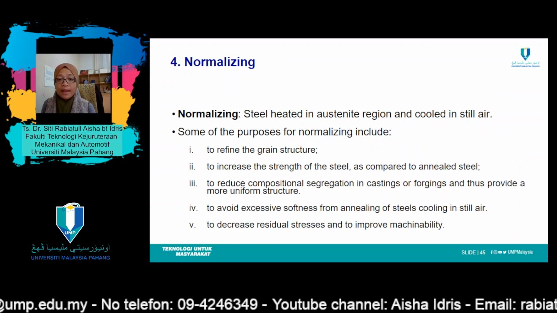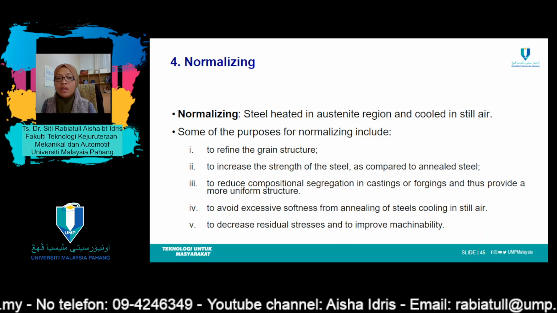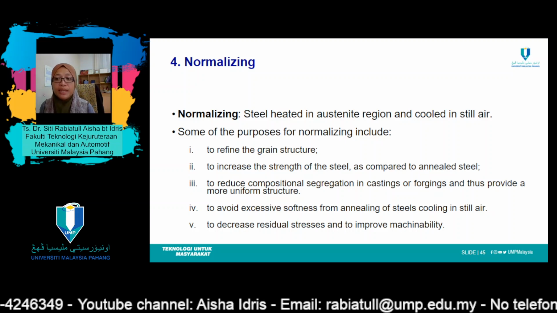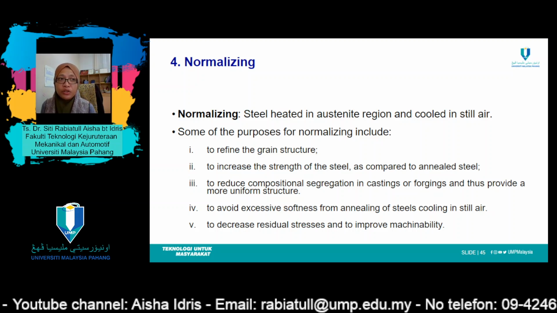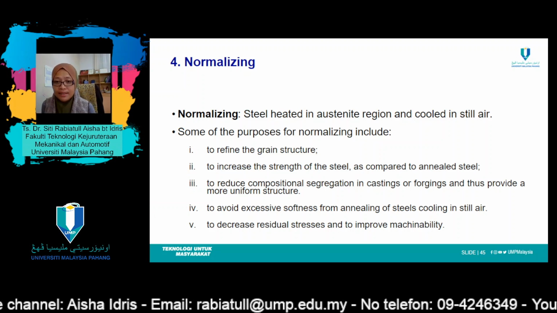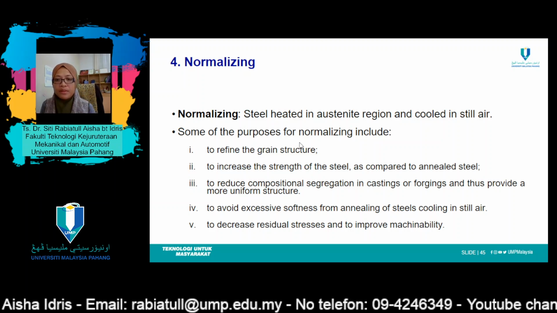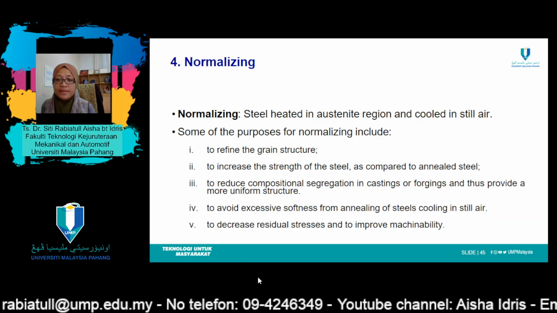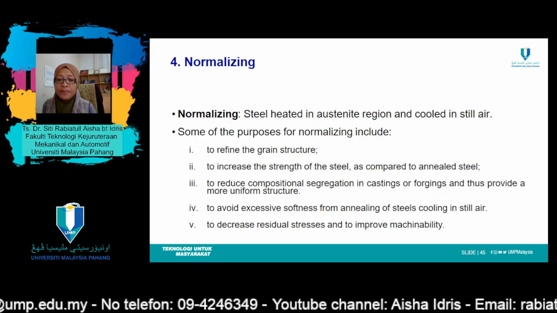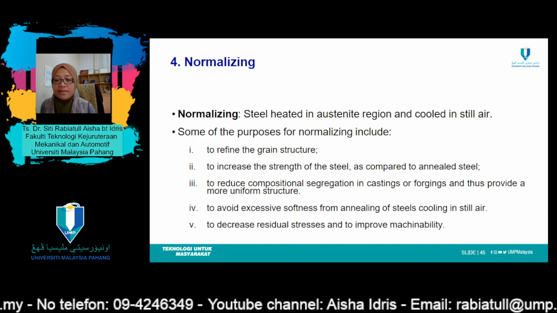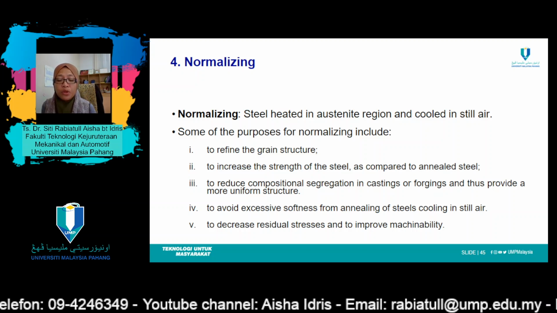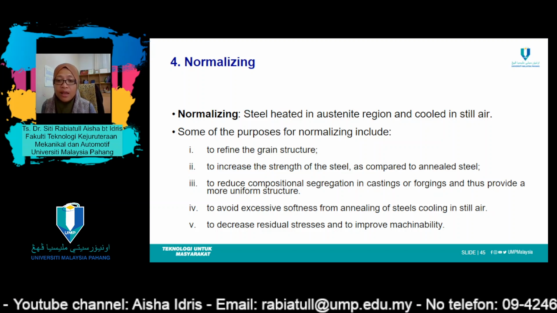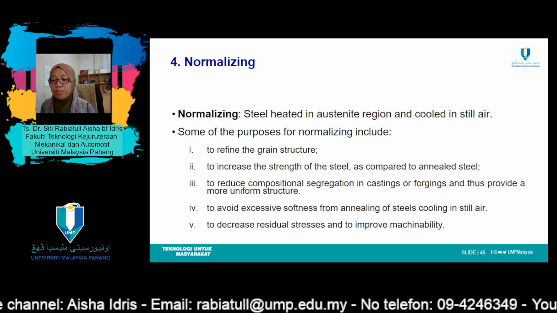Number four is normalizing. Normalizing refers to the process whereby the steel is heated in the austenite region and cooled in still air, or normal air, not blowing air or using a fan, no, it's still air. Some of the purposes of normalizing include to refine the grain structure, to increase the strength of the steel compared to annealed steel, to reduce compositional segregation in castings or forgings and provide a more uniform structure, to avoid excessive softness from annealing by cooling in still air, to decrease residual stresses and to improve machinability.